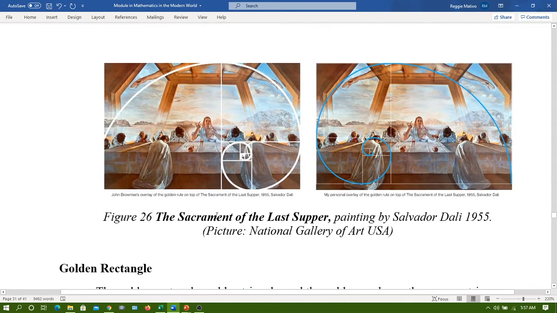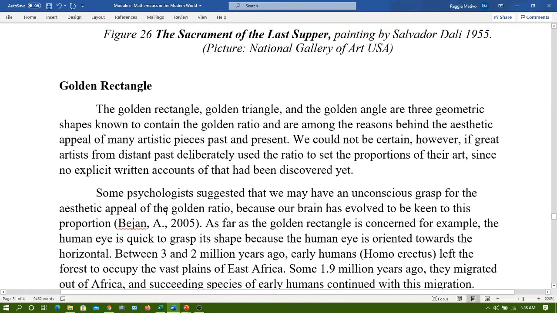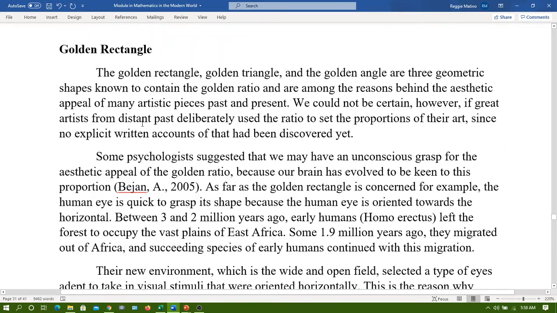So this is the figure of the Sacrament of the Last Supper by Salvador Dali, and this picture is from the National Gallery of Art in the United States of America. So notice how this picture, yeah, it's very symmetrical and it follows the golden ratio. We have also what we call the golden rectangle.